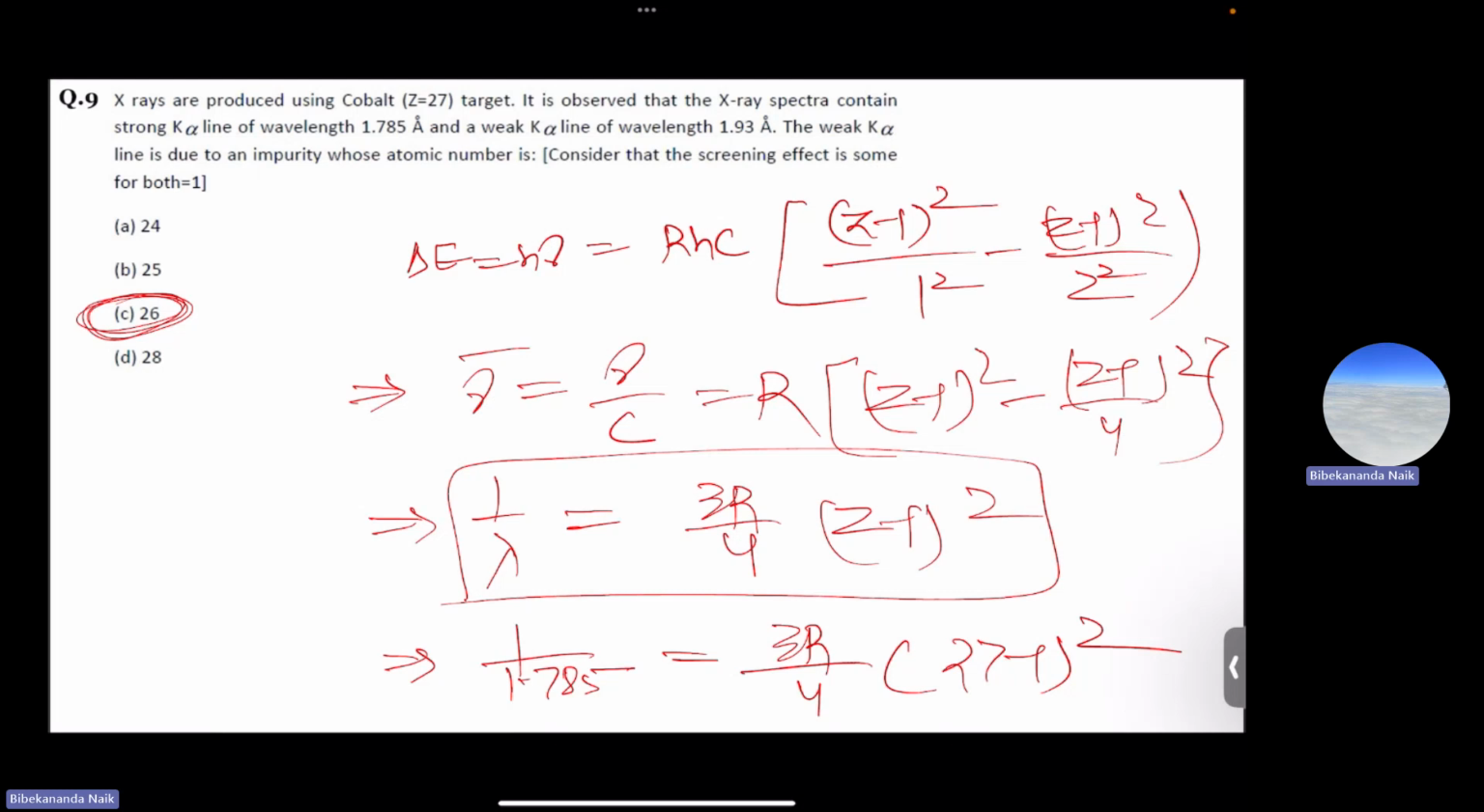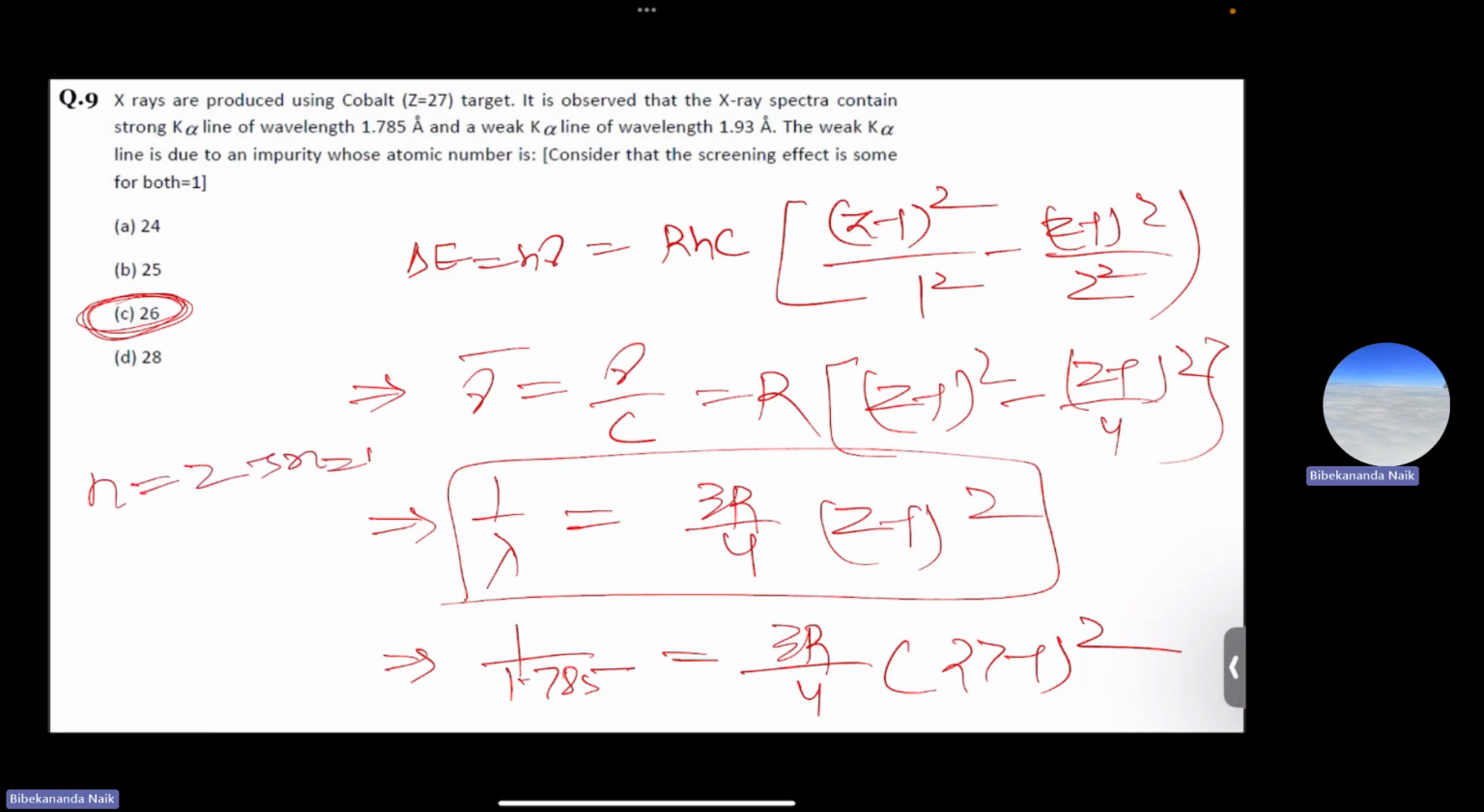Here, if you see, the question says the X-rays are produced using a cobalt, Z equal to 27, target. It is observed that the X-ray spectra contains a strong K alpha line equivalent to 1.785 angstrom and a weak K alpha line corresponding to 1.93 angstrom. The weak K alpha line is due to an impurity whose atomic number you have to calculate. Consider that the screening effect is the same for both, which is 1. The transition of K alpha corresponds to n equal to 2 to n equal to 1.